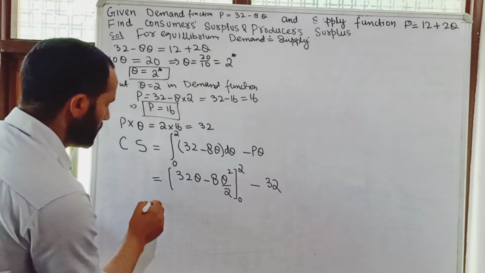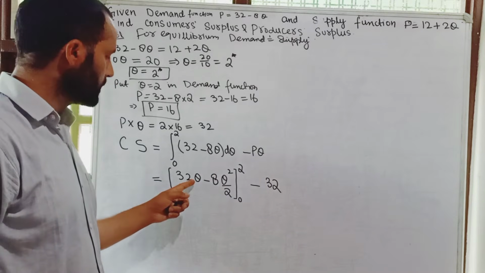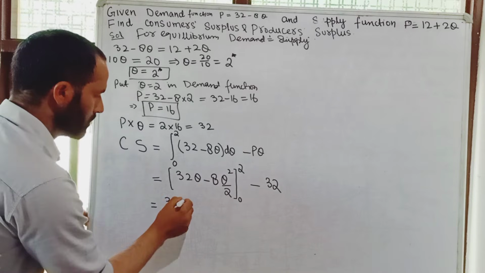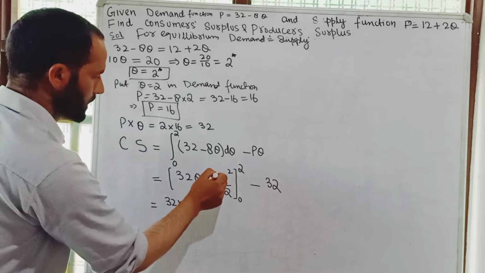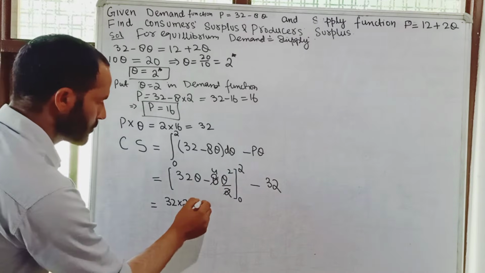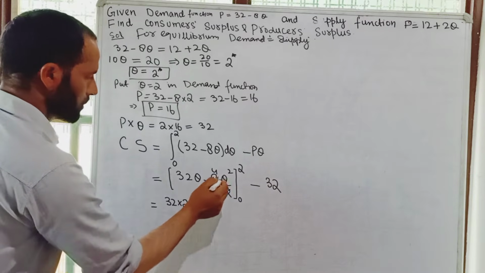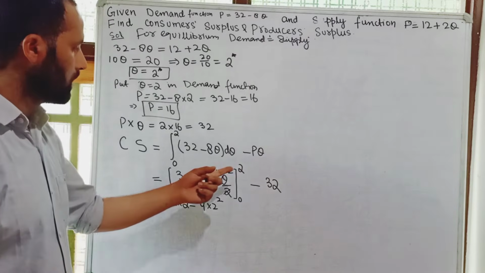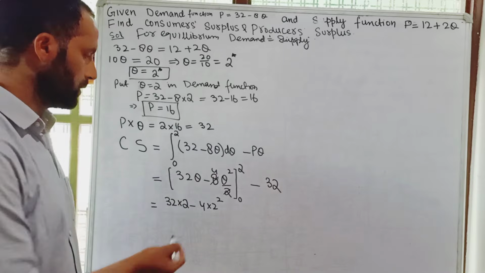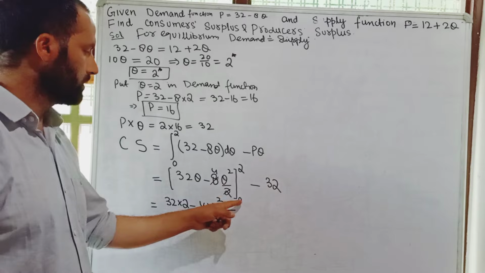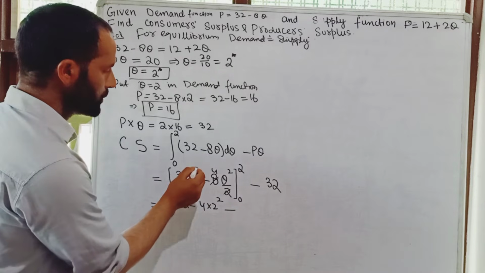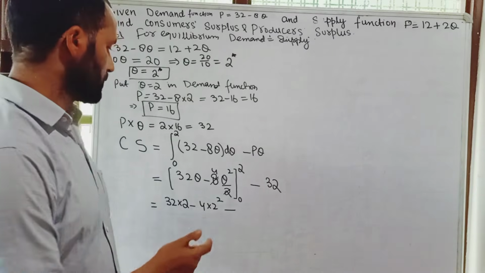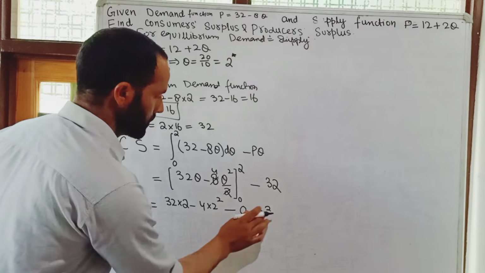I will place 2 in place of Q first, so this will become 32 into 2 minus, now 8 divided by 2 is 4, so here it is 4 times 2 square. That is integrating from the upper limit. Now we will subtract this from the lower limit. We will place 0 in place of Q. Now 32 into 0 is 0, minus 0 square divided by 2, that is also 0. So the value at the lower limit is 0. This is equal to minus 32.